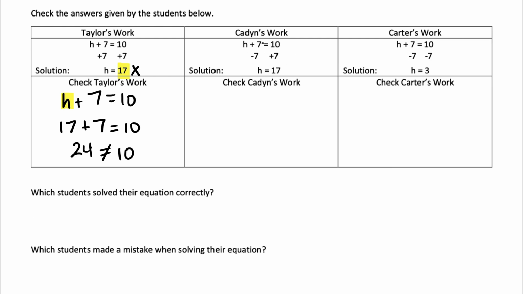If I take a look over here at Caden's work, Caden had h plus 7 equals 10 again. Instead of adding 7, she subtracted 7, and then on the right side, she added 7. So she's doing two different things on either side, whereas Taylor did two of the same thing on either side. So let's see if that works. Well, Caden got the same answer that Taylor did and said that, well, h should be 17. So if we plug that into the original problem that Caden had, h plus 7 should equal 10.